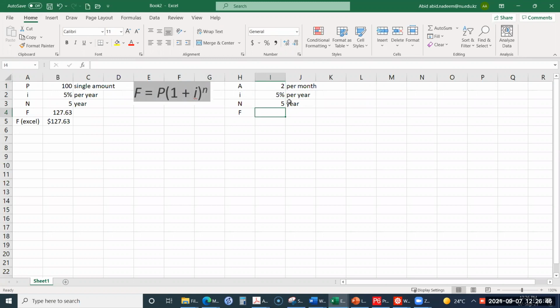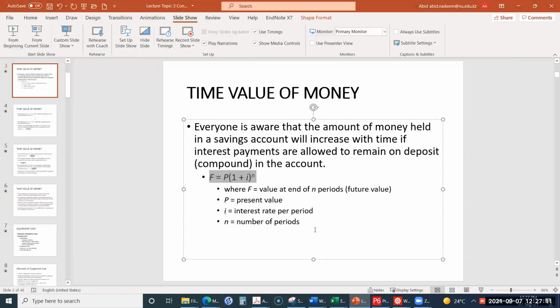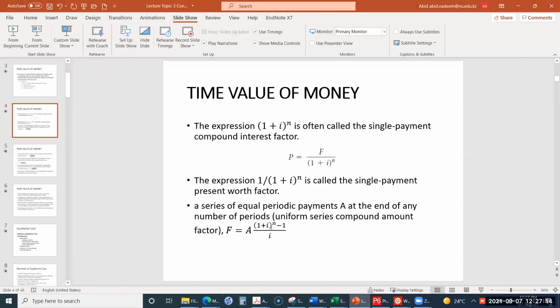So in this case, now it is A. In terms of Excel, it is the PMT value. And in terms of Excel, the single deposit was the PV value. So if I want to apply a formula, what is the formula which I want to apply over here? This one, this formula.